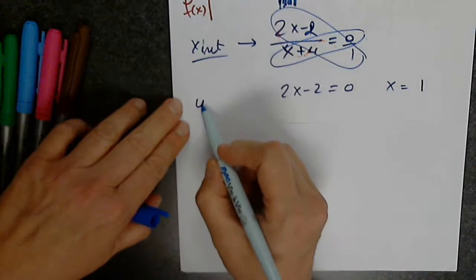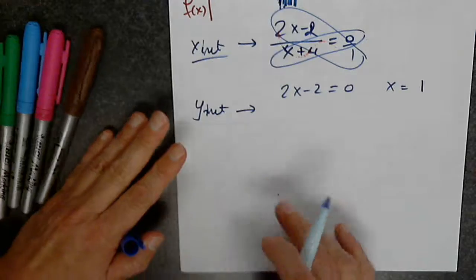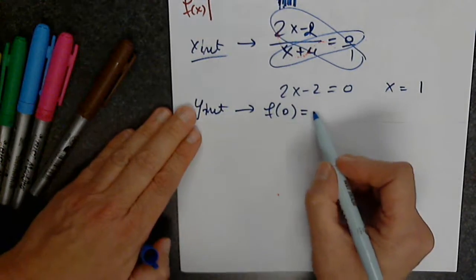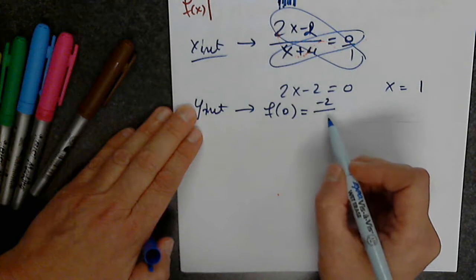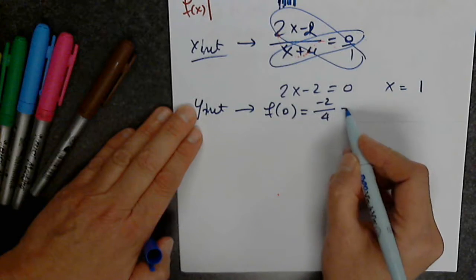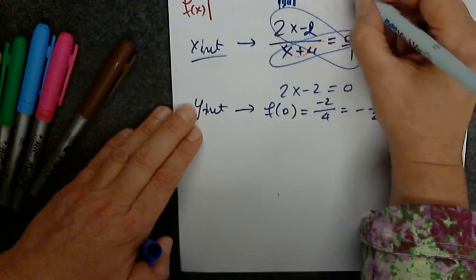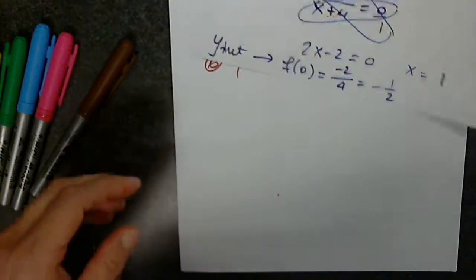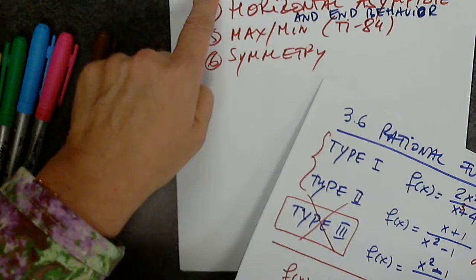And now the y-intercept. How do I get the y-intercept? Yes, so f of 0. The numerator is, the denominator is, and the answer is, so I write it under 0, negative 1/2. So what do I have so far? I have the domain and I have the x and y-intercepts. Now I need to talk about item 3.